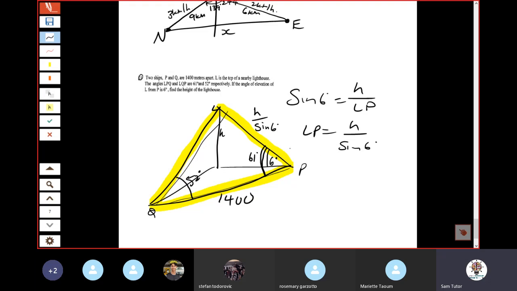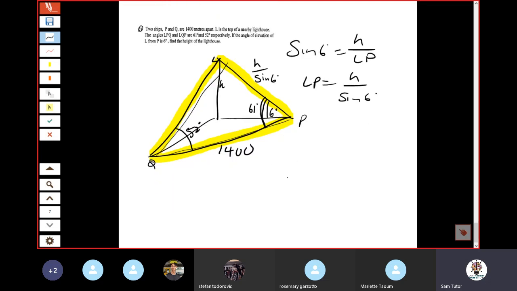And then, can we see the yellow triangle that I've drawn? I'll just draw it again somewhere here. I've got 1400 here. I've got h on sine 6 there. I've got this angle being 61 degrees. I've got this angle being 52 degrees. I need that angle, then I can just do my sine rule. These two and these two.